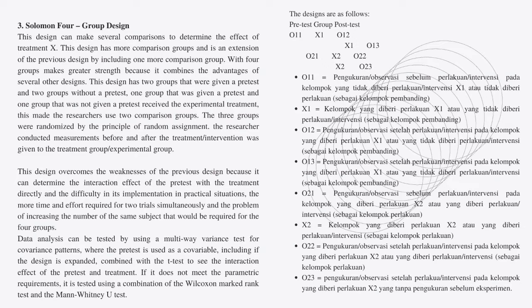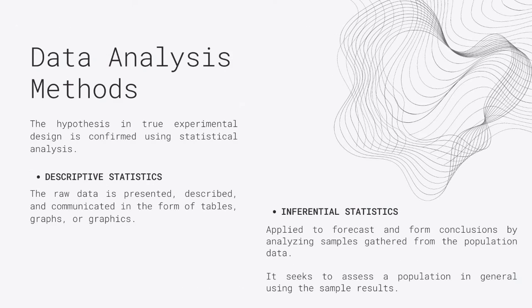The drawbacks are the more time and effort required for 2 trials simultaneously and the problem of increasing the number of the same subjects that would be required for the 4 groups. Data analysis can be tested by using a multi-way variance test for covariance patterns, where the pretest is used as a covariable. So after the experiment is conducted, the next step is data analysis.